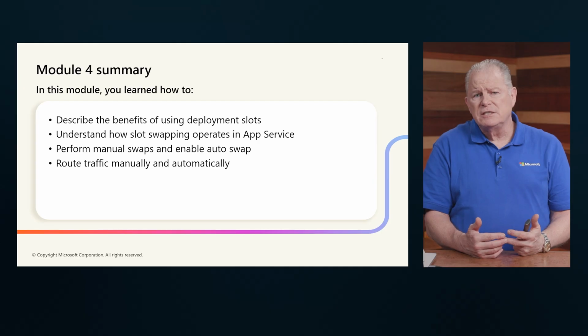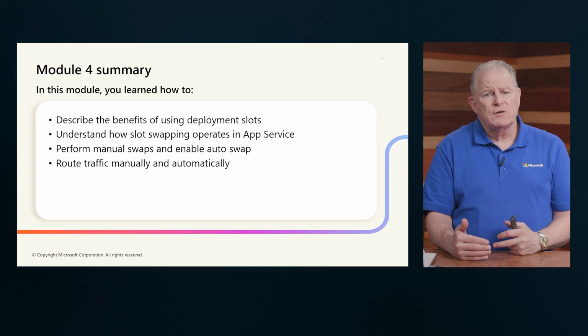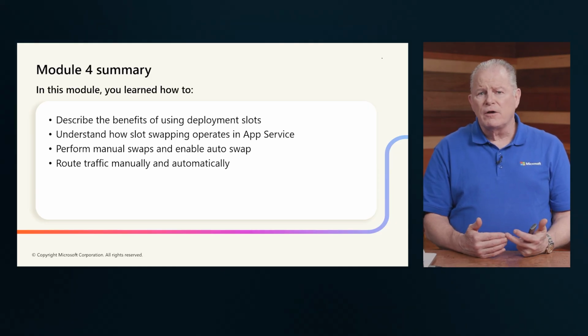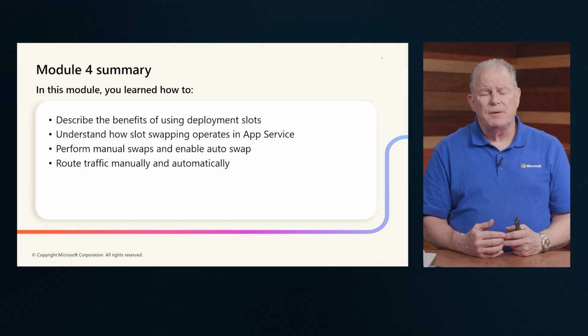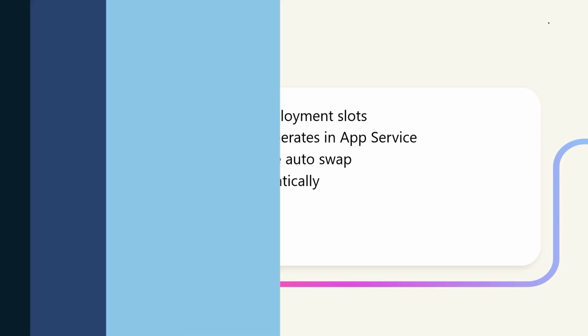It introduces an easy way to do A/B testing by routing specific amounts of traffic to specific slots that you're working with. You can perform manual swaps, or you can enable auto swapping to be part of that CI/CD pipeline that we've talked about. And then you can route that traffic, as I said, either manually or automatically, because each slot has its own URL, and you could manually switch people's activity to that slot, or it automatically switches when you do the swap of the slot.